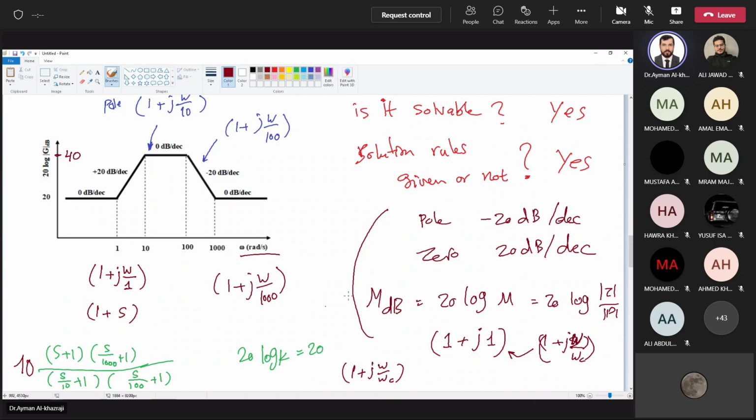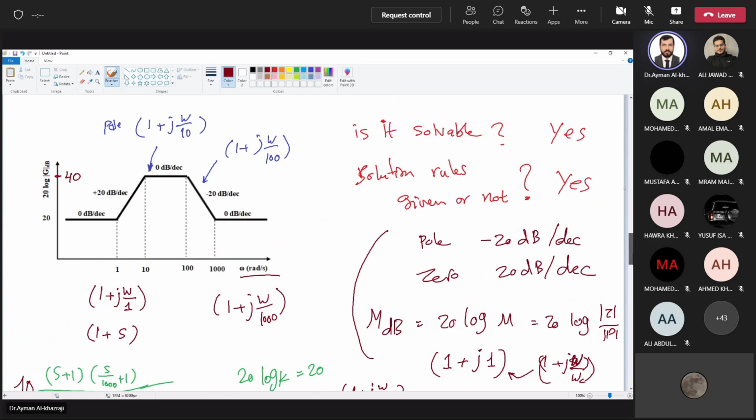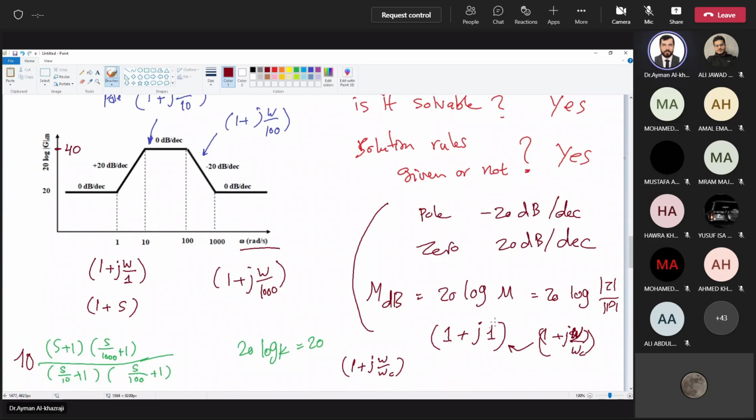So now if you take this and put it in a table and plot the Bode plot, you will find this one. So again, solution rules, given or not given? Given here. I didn't bring something from the external.